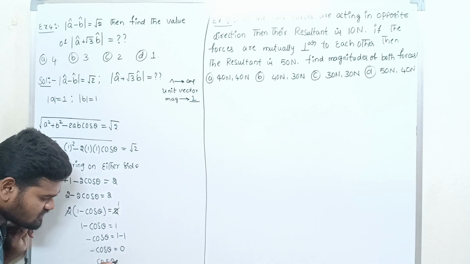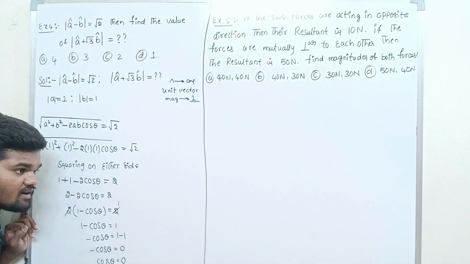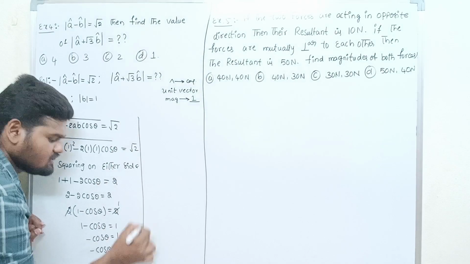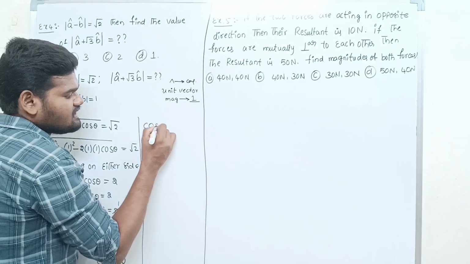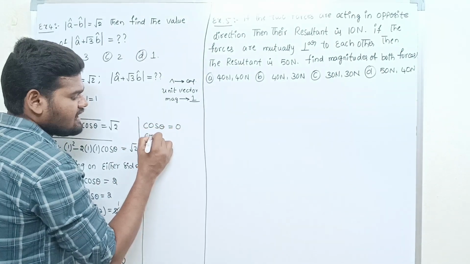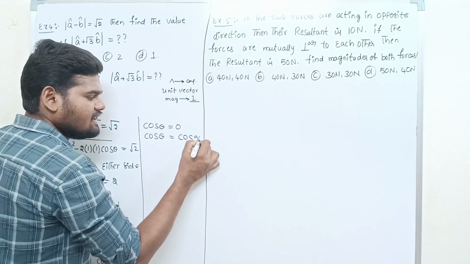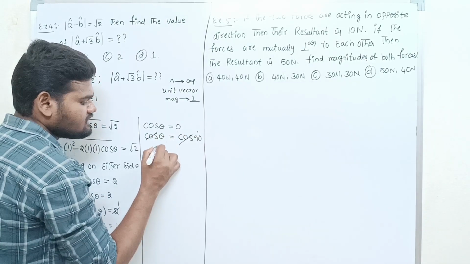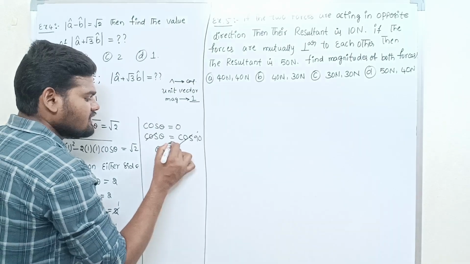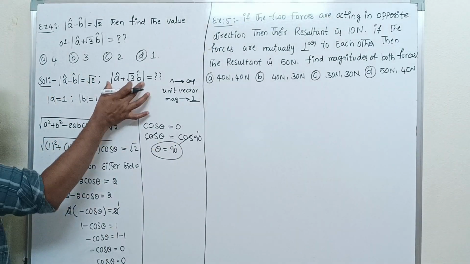If minus goes to that side, it becomes 0. So cos theta is equal to how much more? 0. Cos theta is equal to 0. This can be written as cos 90 degrees. So cos gets cancelled out, and theta is equal to 90 degrees.